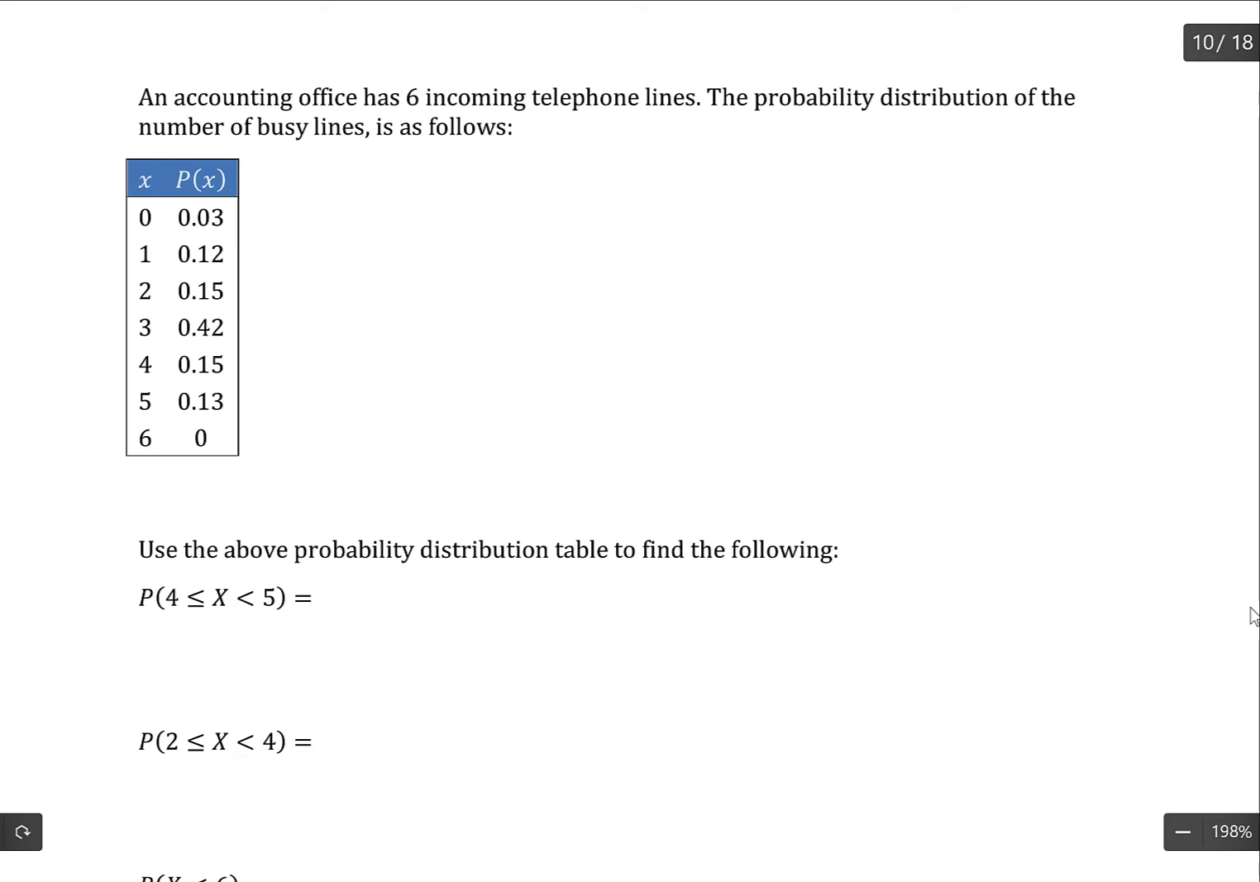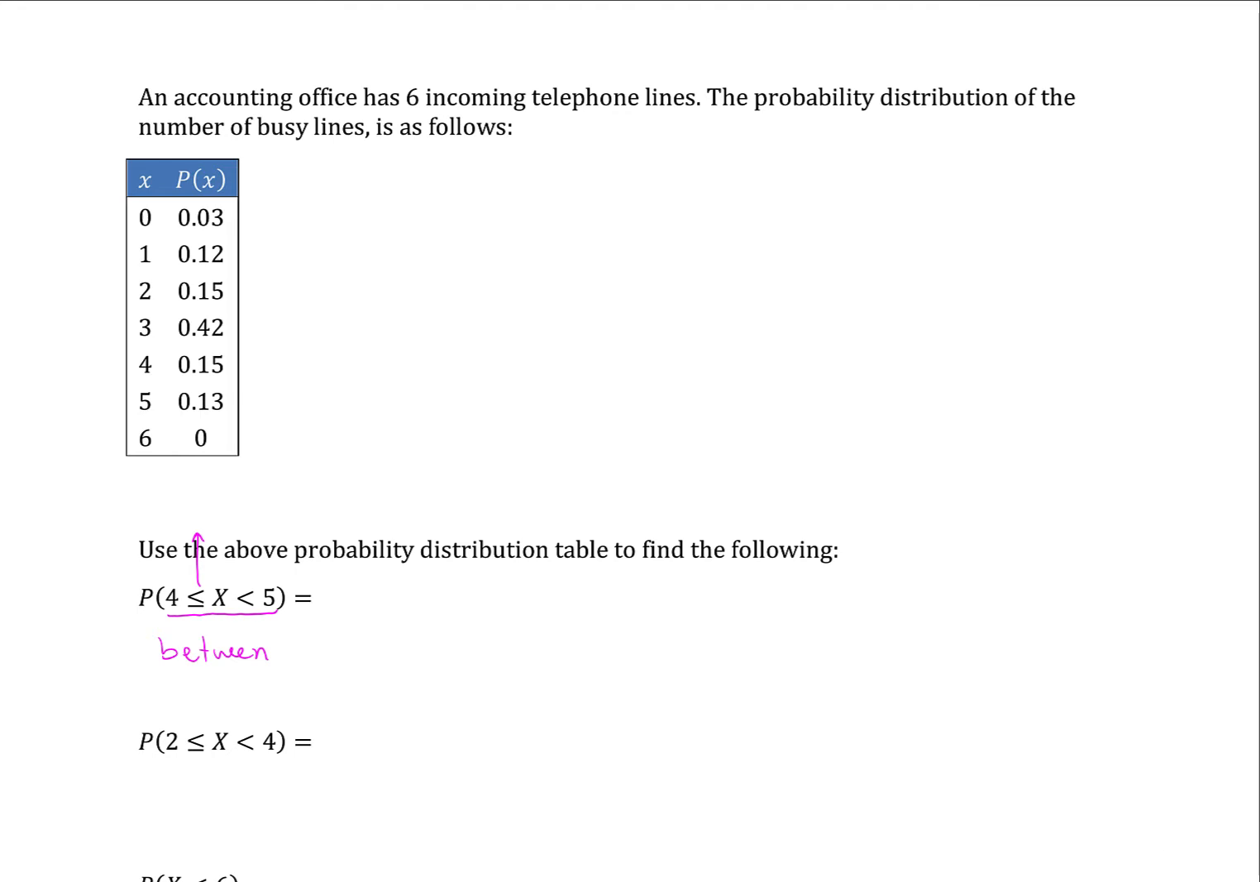Well, first, we want to find the probability that x is between 4 and 5, including the 4 but excluding the 5. So if you've never seen this before, this is the way that we represent the concept between in mathematics. And the reason that we use this notation instead of saying the word between is because between doesn't necessarily tell you if you need to include the endpoints or not. So that's where these symbols here come into play.